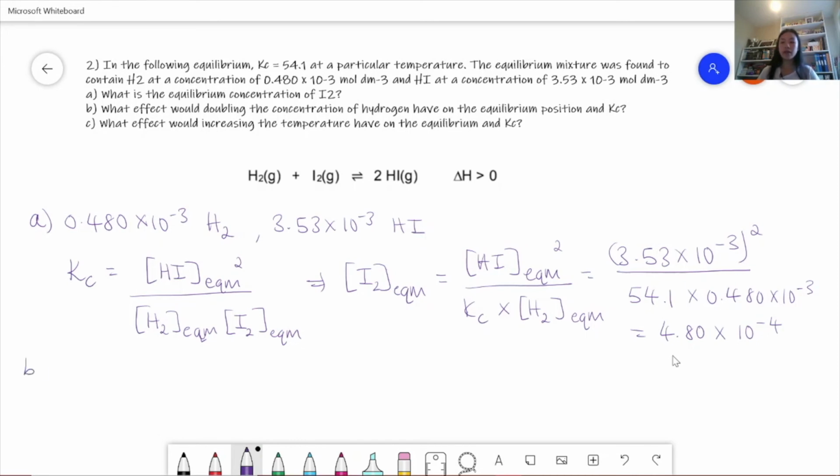So for B, what effect would doubling the concentration of hydrogen have on the equilibrium position and Kc? So if we have a look at the equation, if we doubled the concentration of hydrogen, by Le Chatelier's principle, the equilibrium would move to counteract that change. So it tries to decrease the concentration of hydrogen, and the way it does that is to produce more products. And so the equilibrium shifts to the right.